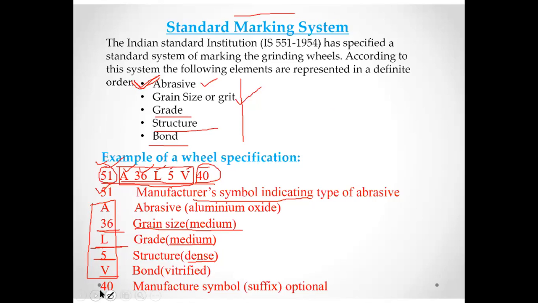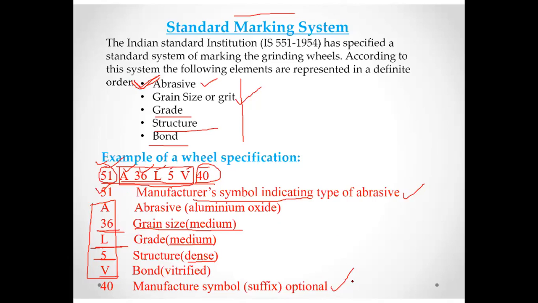Then 40 again. The last digit is again represented as the manufacturer symbol. So the first one represents the manufacturer, and the last is the manufacturer's own representation; the manufacturer gives one number to represent that grinding wheel. So the first one represents the manufacturer, like XYZ or ABC, or maybe some motors, some Hyundai, or whatever the manufacturer name is.